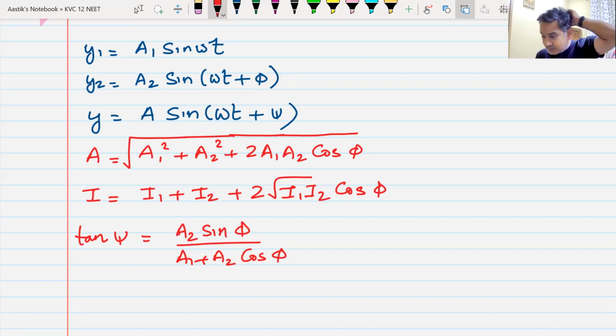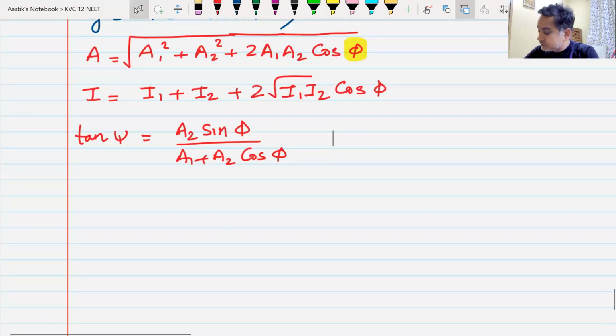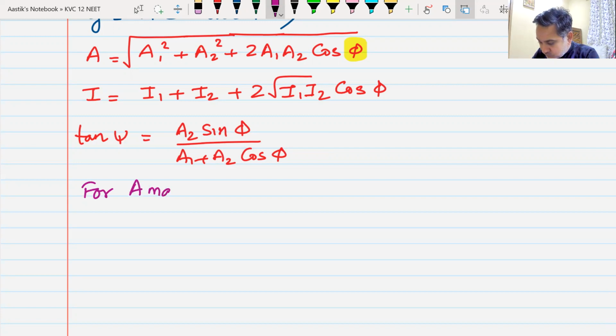Now remember, this amplitude A can be maximum or minimum depending on the value of this phi. Depending on the value of this phi, this amplitude can be maximum or minimum. Now, for maximum amplitude or maximum intensity, this is all max.